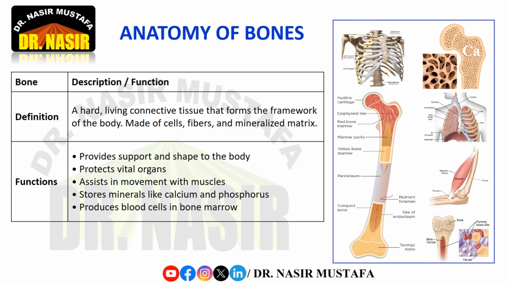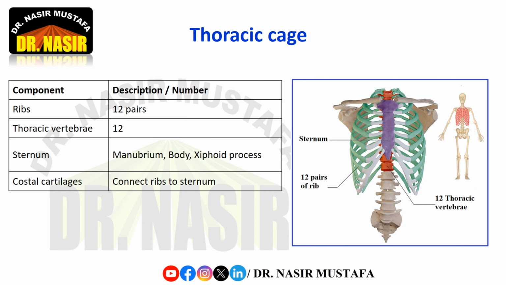Thoracic cage. Now let's discuss the thoracic cage. The thoracic cage forms a bony framework of the chest and consists of 4 major components. It contains 12 pairs of ribs, 12 thoracic vertebrae, the sternum, and the costal cartilages. The sternum itself has 3 parts: the manubrium, the body, and the xiphoid process. The costal cartilages connect the ribs to the sternum, providing flexibility to the chest wall and allowing expansion during breathing.